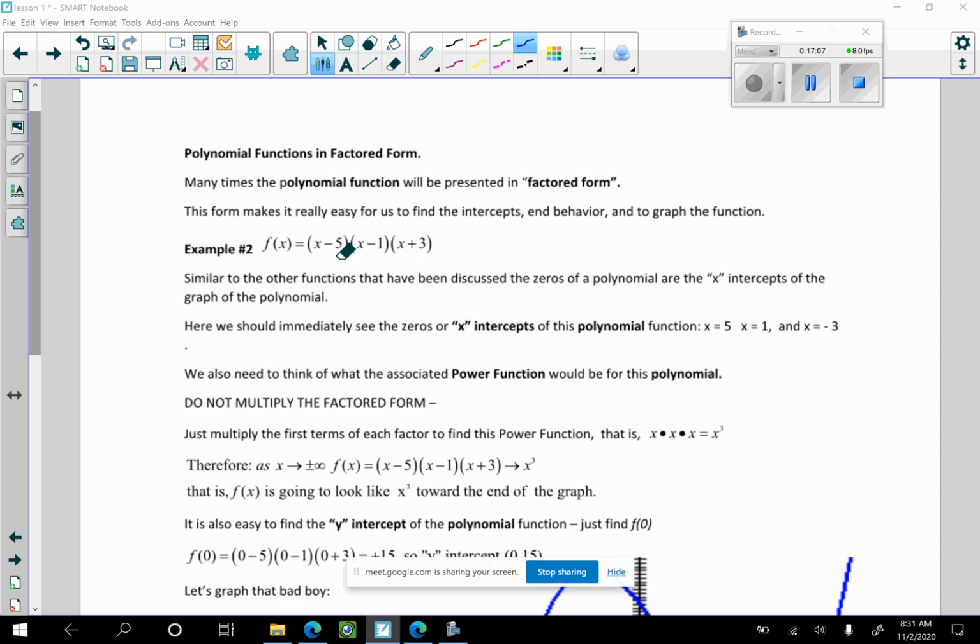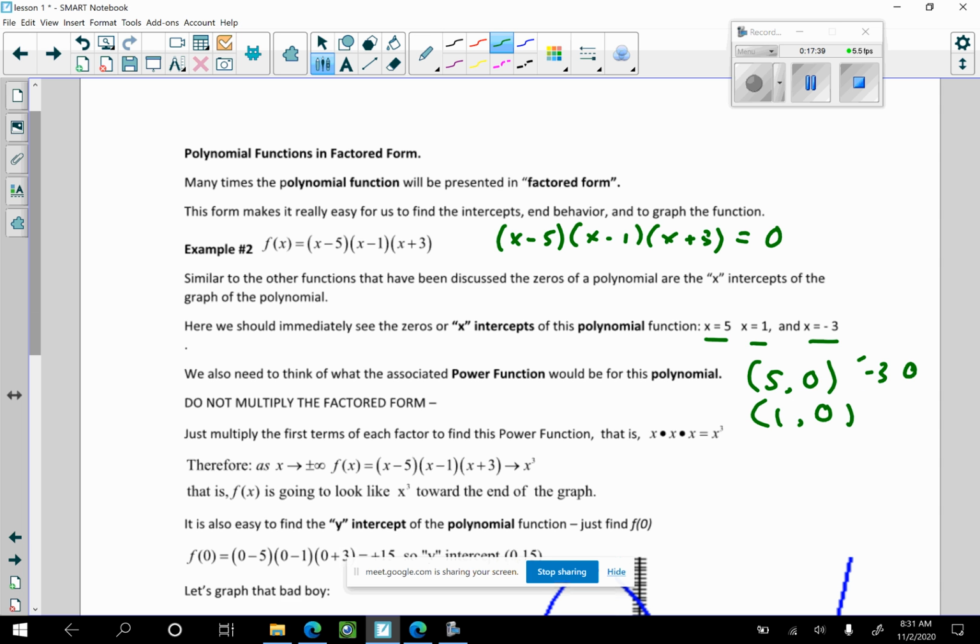When is that guy 0? I immediately see it's going to be 0 at x equals 5, x equals 1, and x equals -3. Those are going to be the x-intercepts of that graph. So the x-intercepts are (5, 0), (1, 0), and (-3, 0). Immediately I see that these are the x-intercepts.